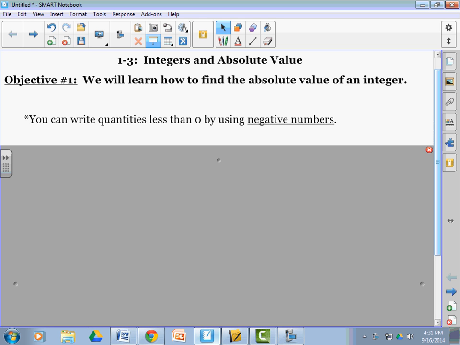First thing here, I have an asterisk next to it. It says you can write quantities less than 0 by using negative numbers. Now, we all know what negative numbers are. You've used them, I'm sure, somewhat to this point, maybe not a lot, but you know that negative numbers exist and that they are less than 0. Now, physically speaking, numbers less than 0 would be to the left of 0 on the number line. And we'll investigate that further in lessons beyond this.